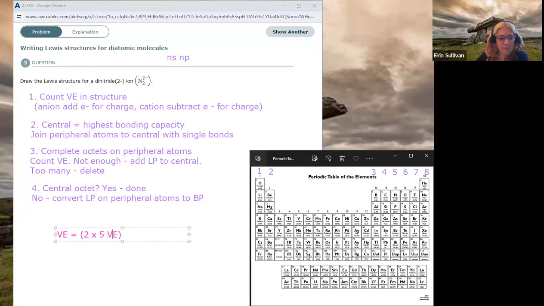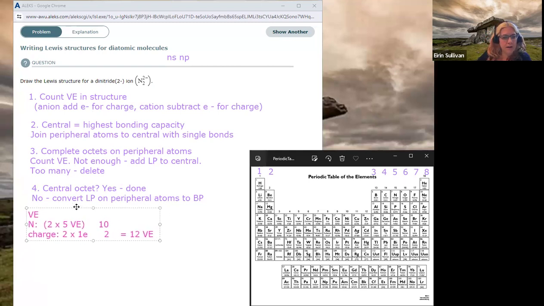And then we also have to adjust for the charge, okay? So you've gained 2 electrons. I usually do it like this. From the nitrogen, we got 2 times 5 valence electrons. From the charge, we've gained 2 electrons, so it's going to be 2 times 1 electron. So that is going to be a total of 10 plus 2, which is going to give me 12 valence electrons. So that is what we are dealing with here.